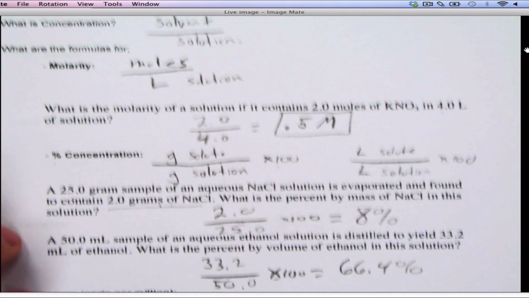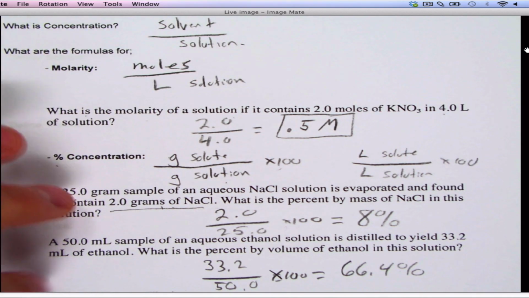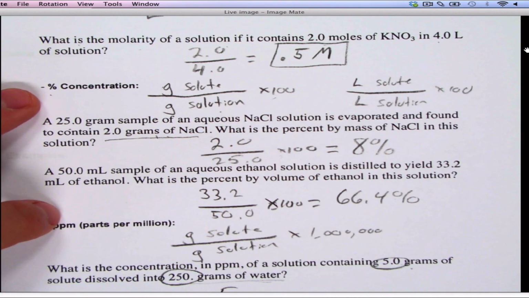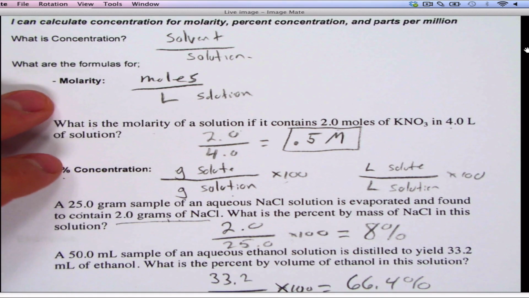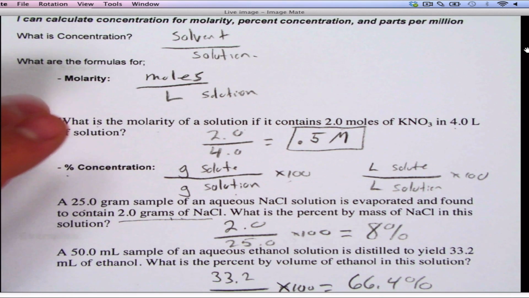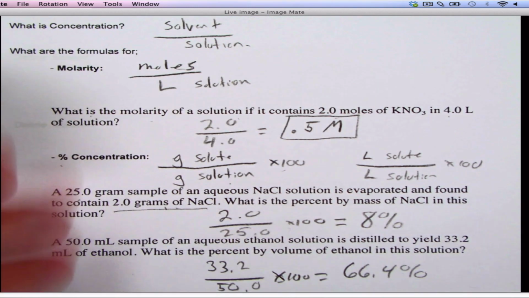The one we're going to use the most is molarity, and then we'll use parts per million and percent concentration here and there. But the one we're going to use most is molarity. So if there's going to be one that you definitely need to know, make sure you know molarity, which is moles over liters. Hope this video helped. We'll talk to you in a little bit.